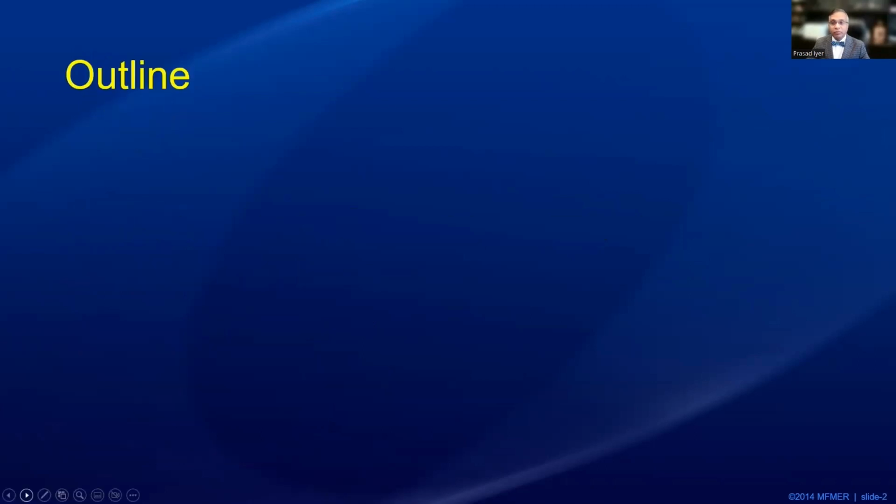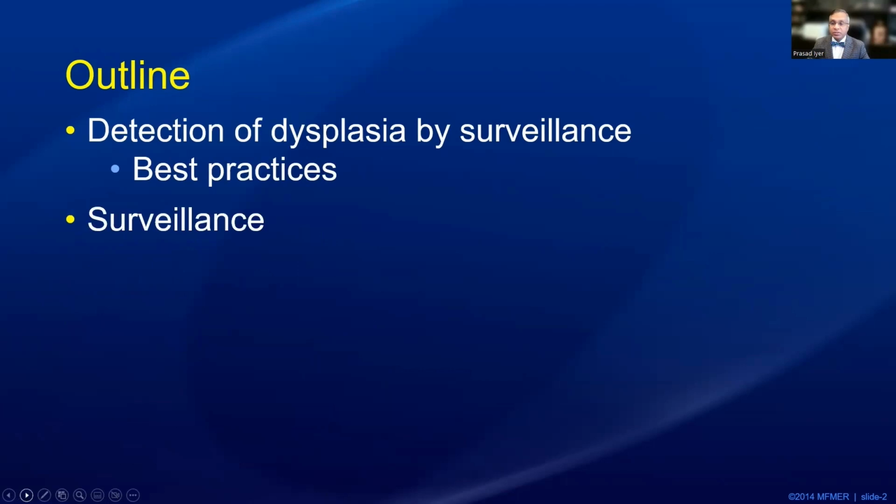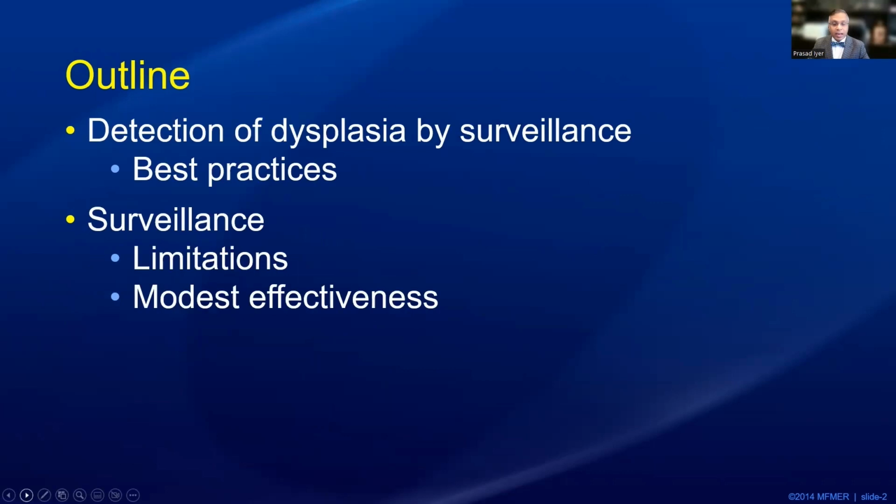So a brief outline of my talk. We will first begin by understanding the rationale for the detection of dysplasia by endoscopic surveillance, including a couple slides on best practices, followed by understanding some of the limitations of endoscopic surveillance as currently practiced, and some evidence on its modest effectiveness and some underlying reasoning behind this.